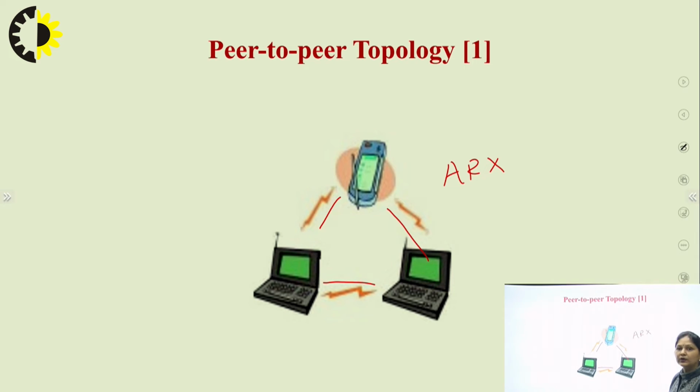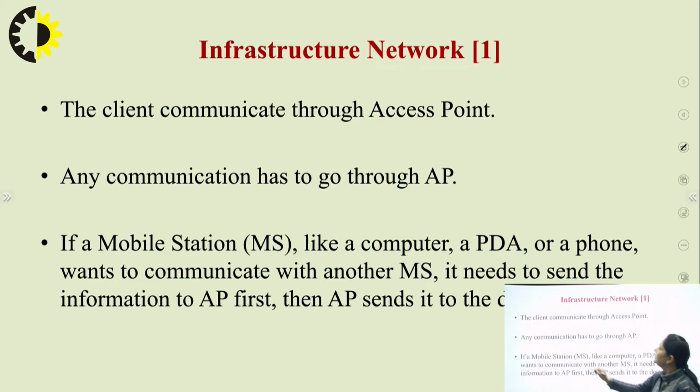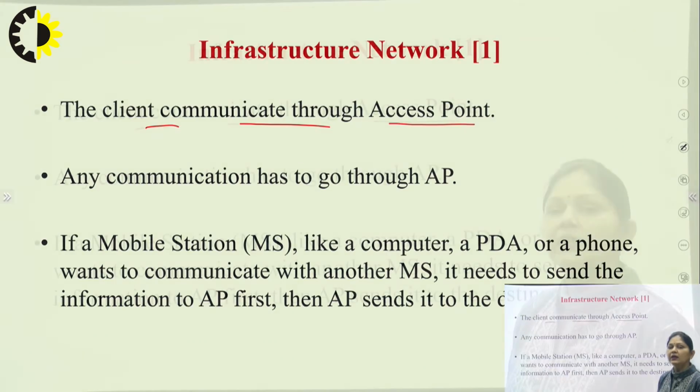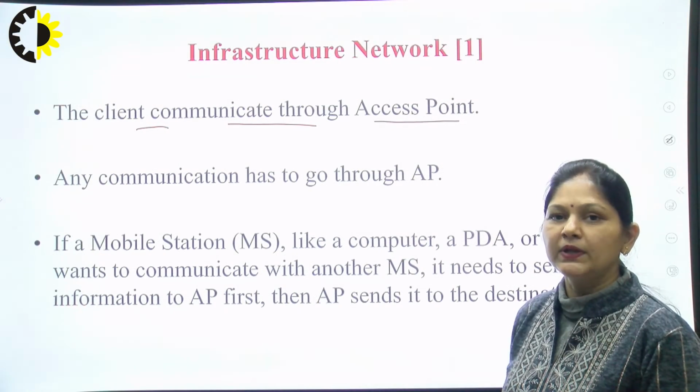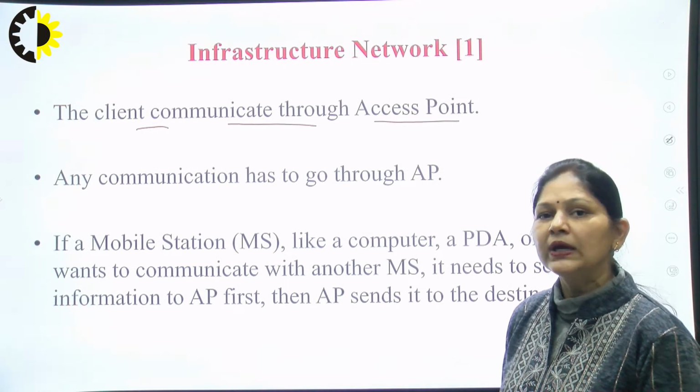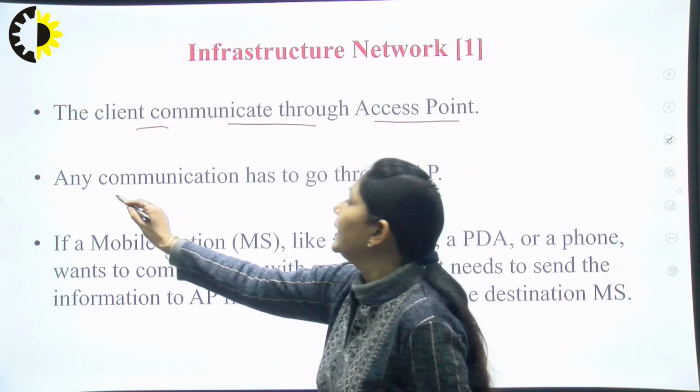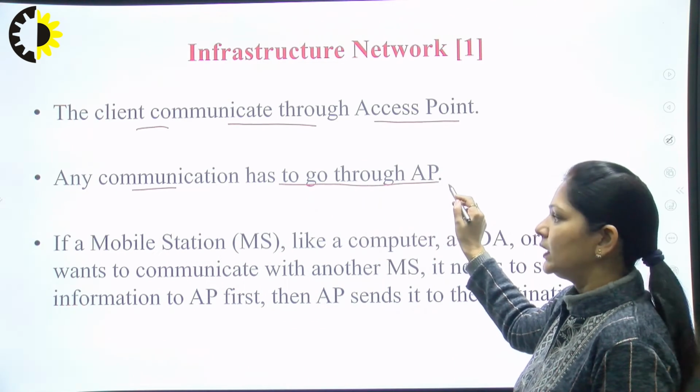Now we move on to the infrastructure network. The client communicates through an access point. So in this case, the access point is mandatory. Whenever a client wants to communicate, he will have to communicate through the AP, that is the access point. Any communication has to go through the AP.